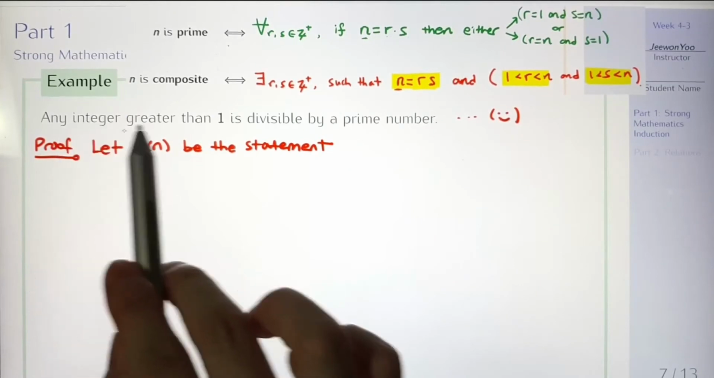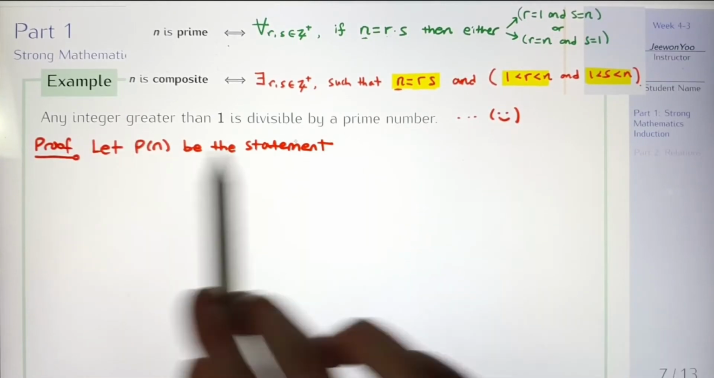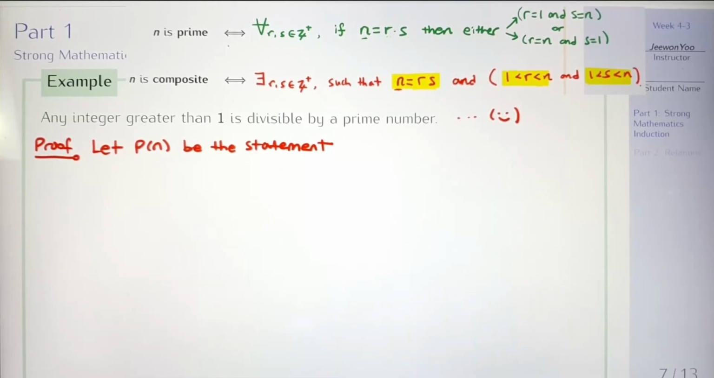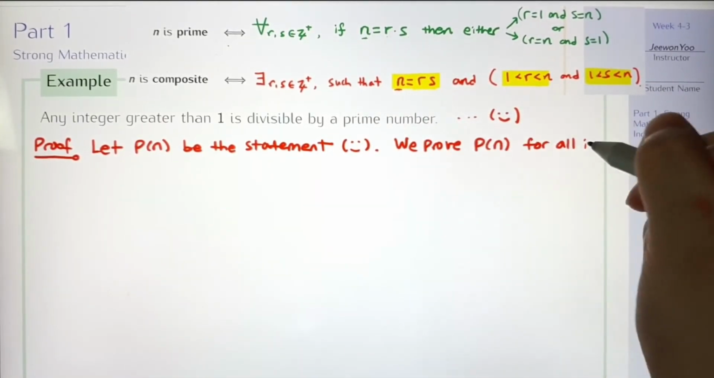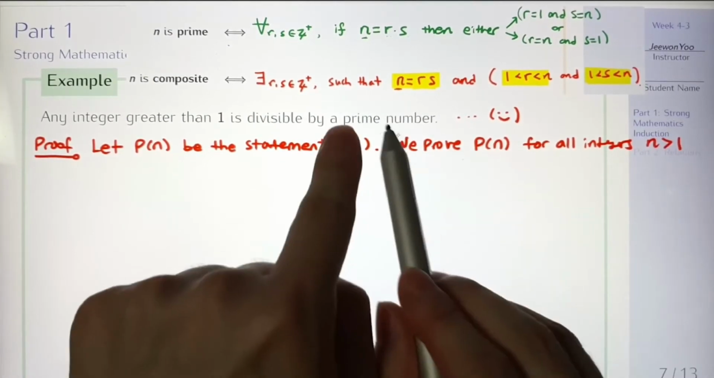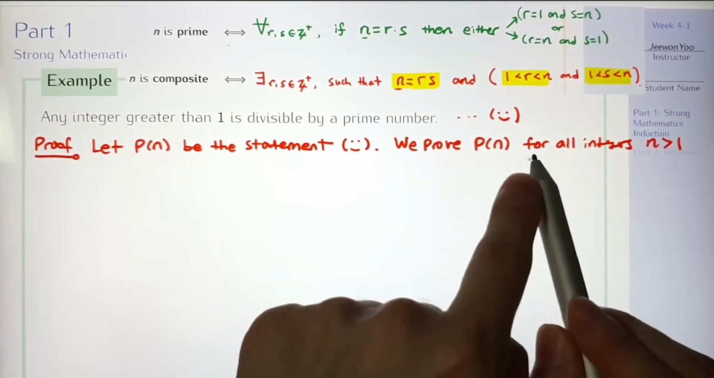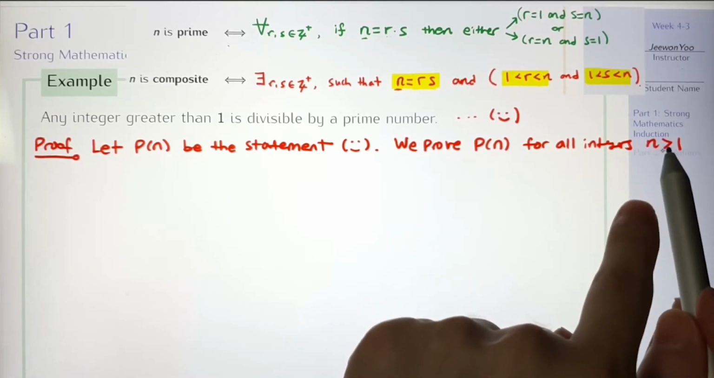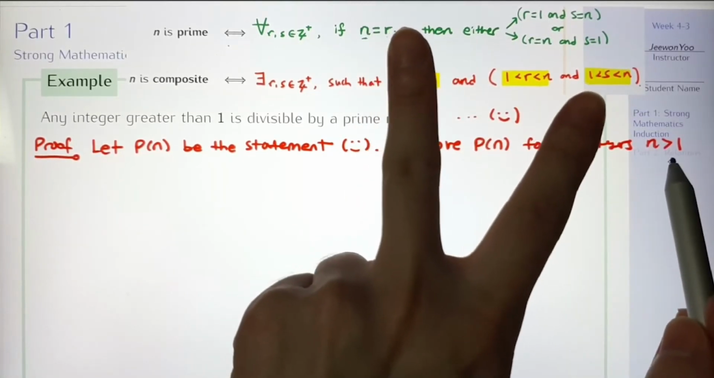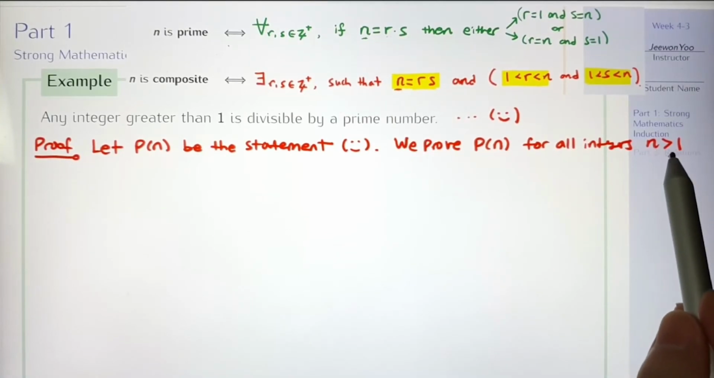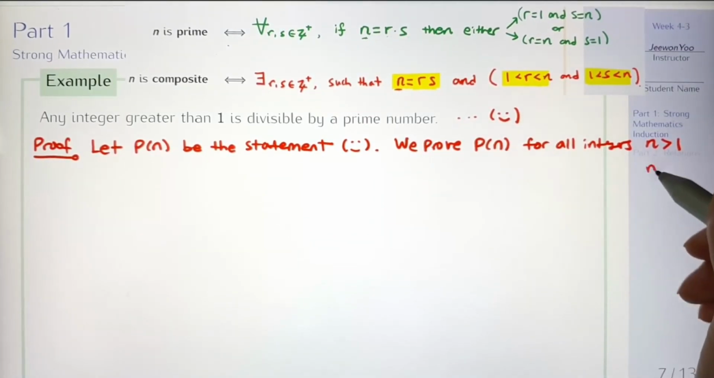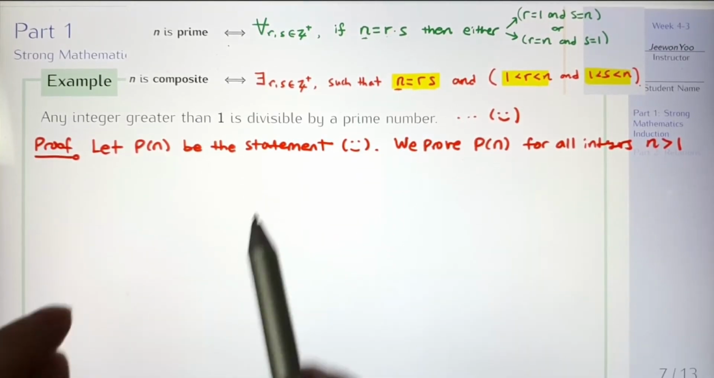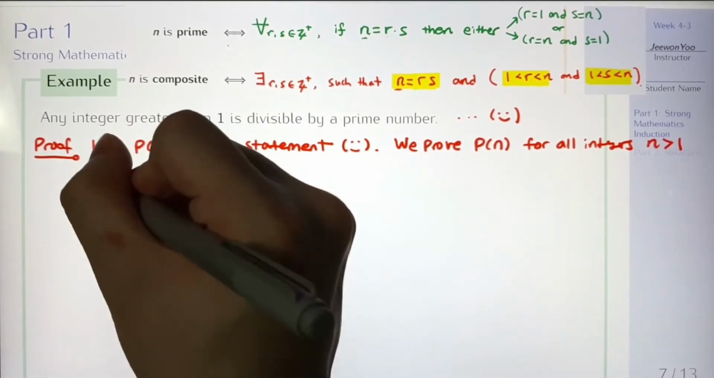Let's call this whole statement the smiley face. Then our predicate P of n is the statement, the smiley face. We're going to prove the smiley face statement for all integers n greater than 1. Do you know what this means? n greater than or equal to 2. That's what it means, because n strictly greater than 1 means we have to count the integers from 2. We prove this statement using strong mathematical induction.